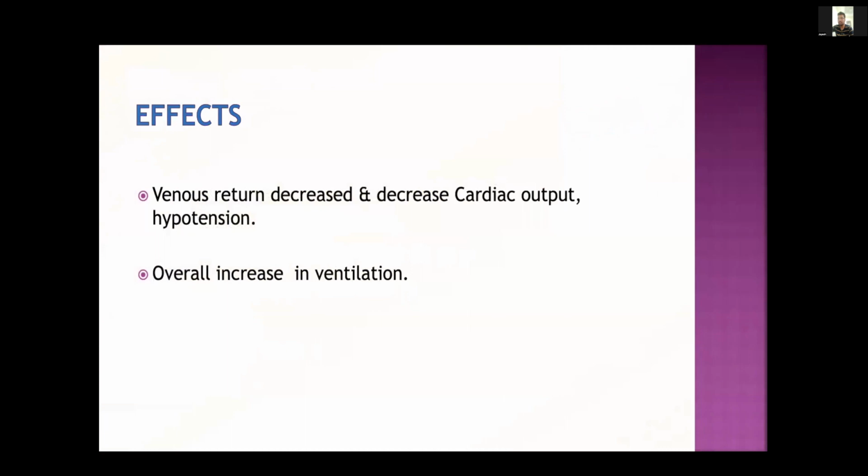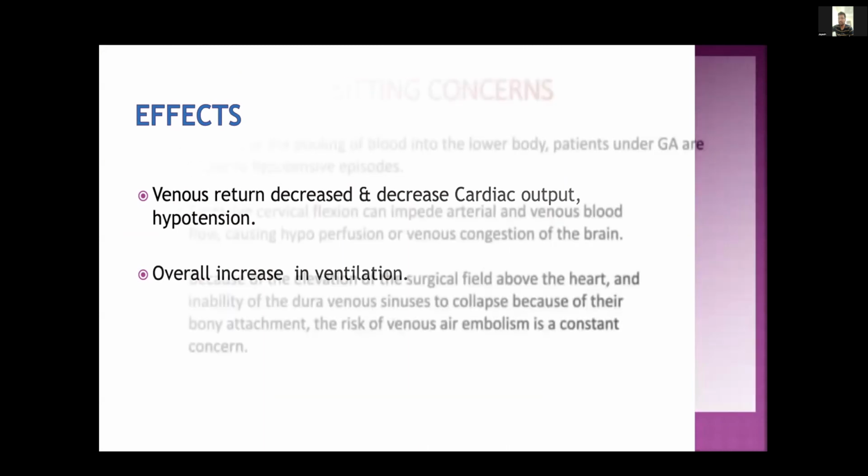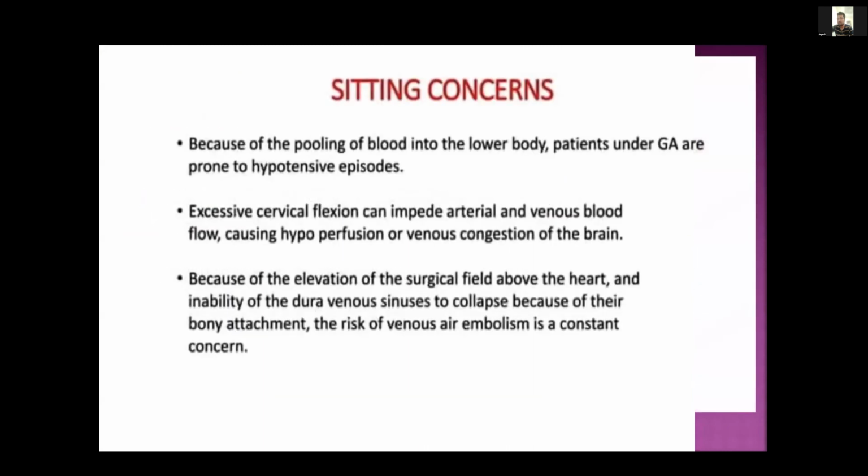Same sitting position: venous return decreases and cardiac output decreases, so hypotension can occur. Overall, ventilation is good in the sitting position. Also in the sitting position, there is pooling of blood in the lower body, so the patient may be prone to hypotensive episodes.